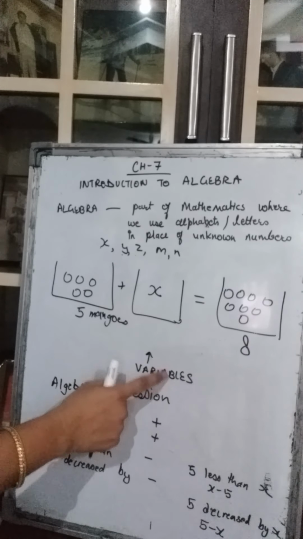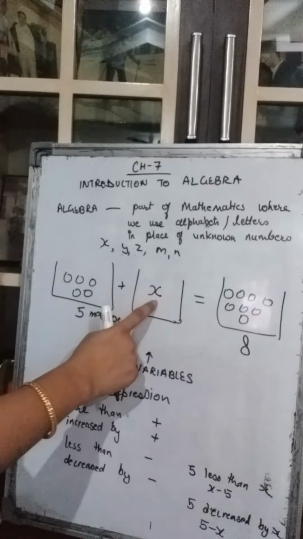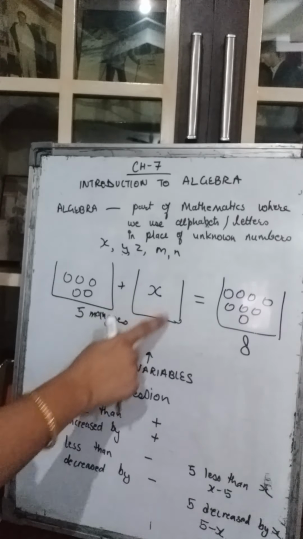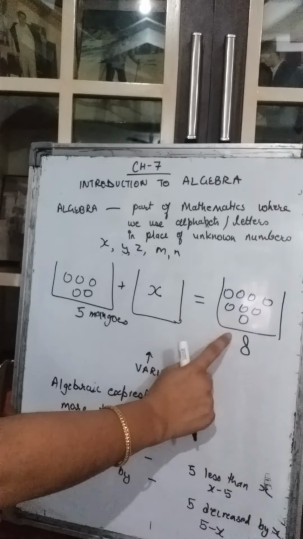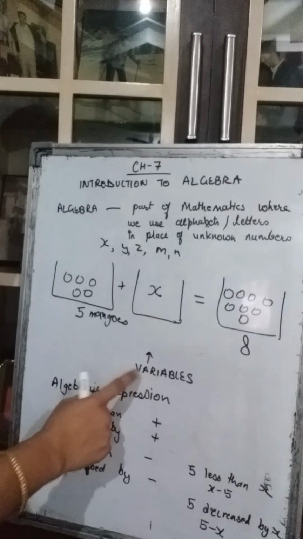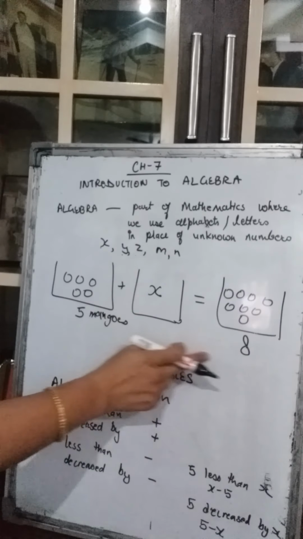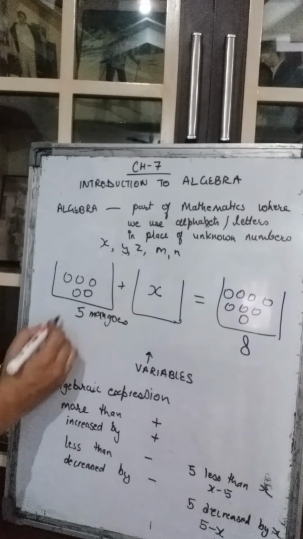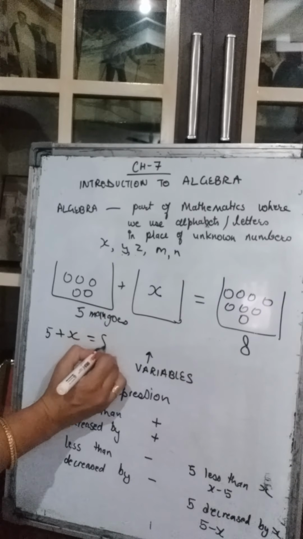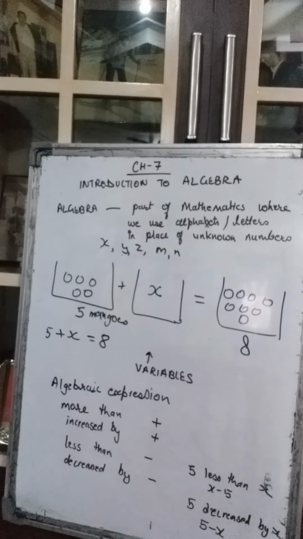Why? Because their quantity or their number varies. It varies upon how many are being added here. We'll see the total, then only we can tell them. So these are called variables. And this expression can be written as 5 plus x is equal to 8. Can we write it like this?